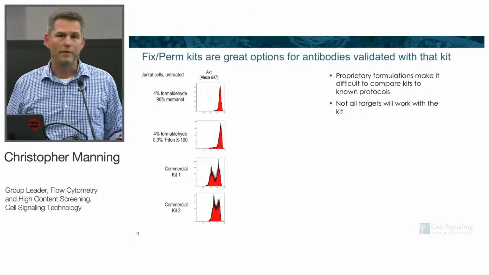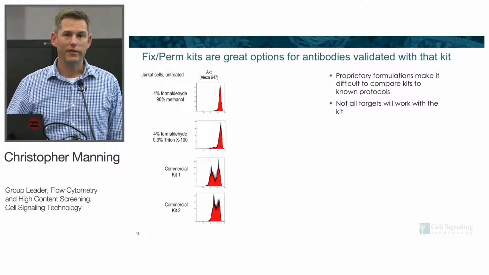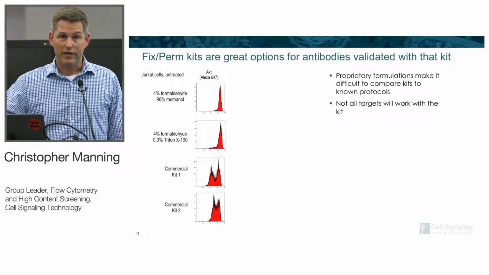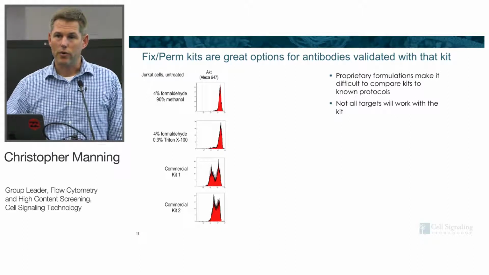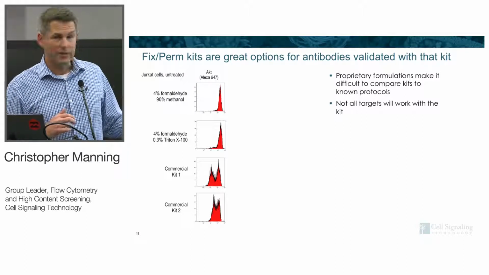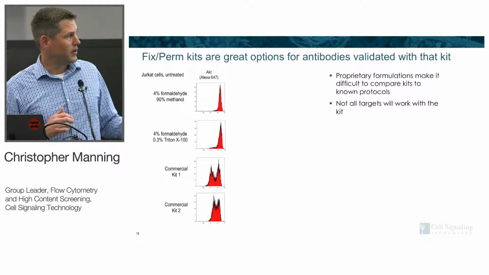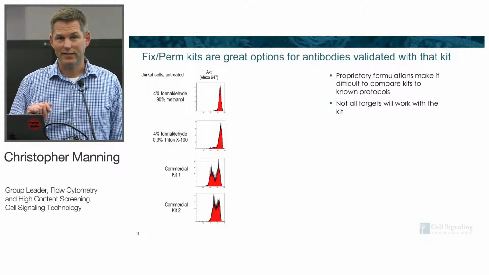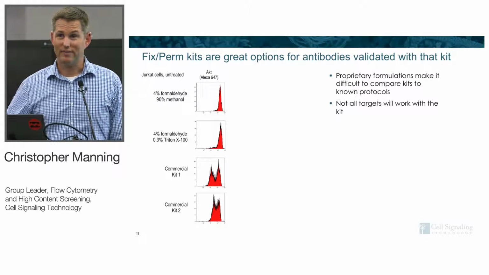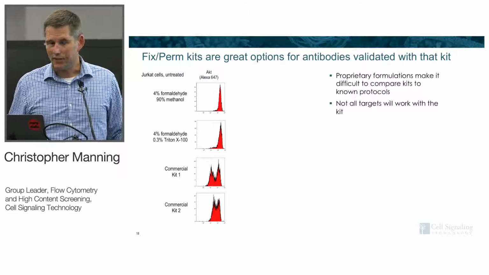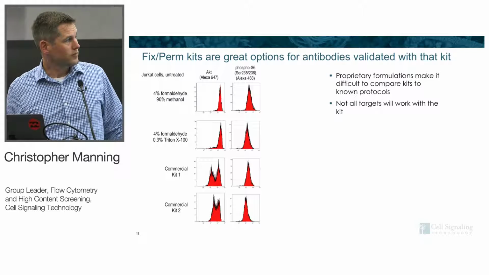And lastly, I want to say about fix-perm kits. These are widely used. That's fantastic. They're very convenient. Just make sure, again, that your antibody is performing in those kits. Examples here, again, fix-and-perm has shown 2 different commercial kits. This is total AKT. This is not phospho-AKT. These are Jurkat cells. They should all have a lot of AKT in there. But you start getting some differential signal with these 2 kits.